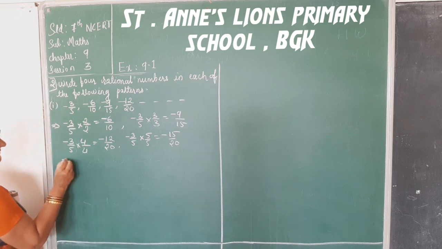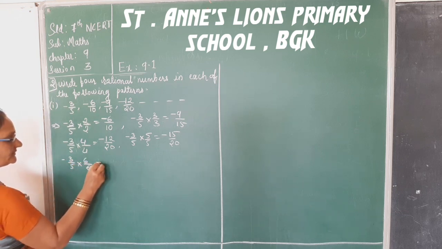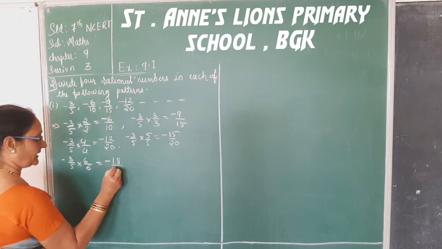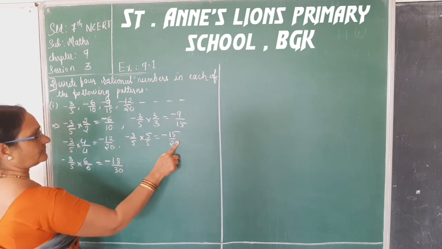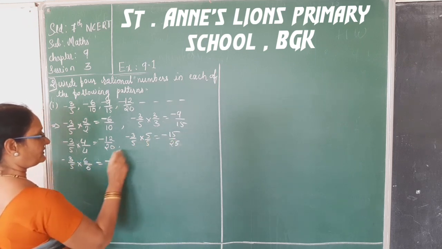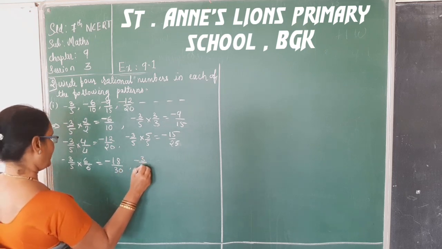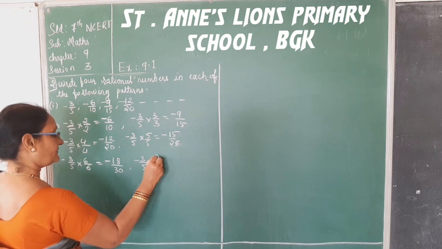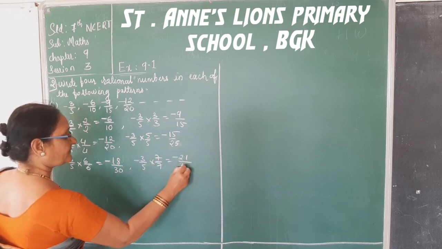So minus 3 by 5 into 6 by 6 we will get minus 18 by 30. Then minus 3 by 5 into 7 by 7 we will get minus 21 by 35.